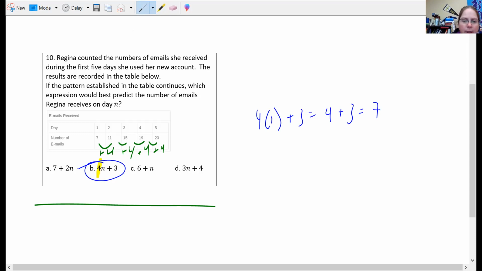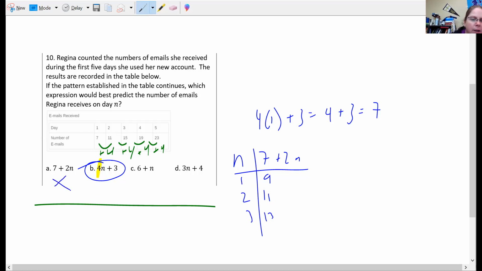Otherwise, I could have just taken like the first one, 7 plus 2n. I plug in 1, that's going to be 9, which isn't 7. I plug in 2, that's 11. That did work for the second term, but not the first. If I plug in 3, 6 plus 7 is 13, so that definitely is thrown out. That's for A. I'm just showing why these don't work.